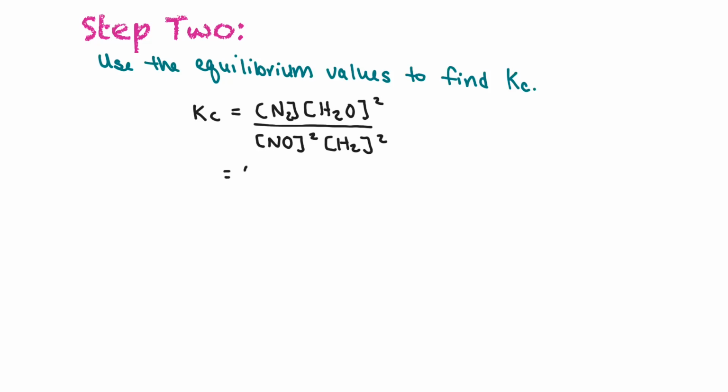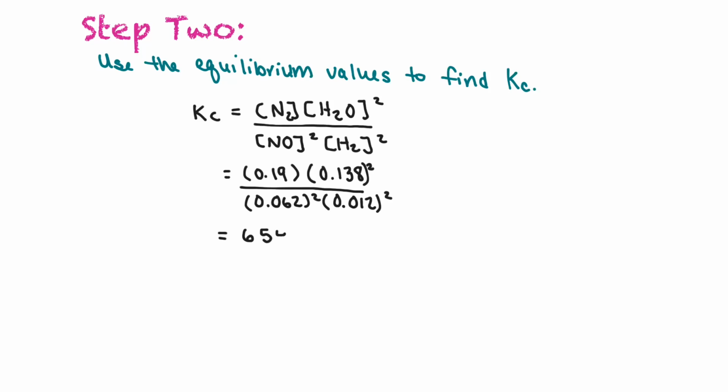Now we can plug the values in. That's going to equal 0.19 times 0.138 squared, divided by 0.062 squared times 0.012 squared. And we calculate that, and K at equilibrium is 654. So this reaction is favoring the product, so it's proceeding more so in the forward reaction.